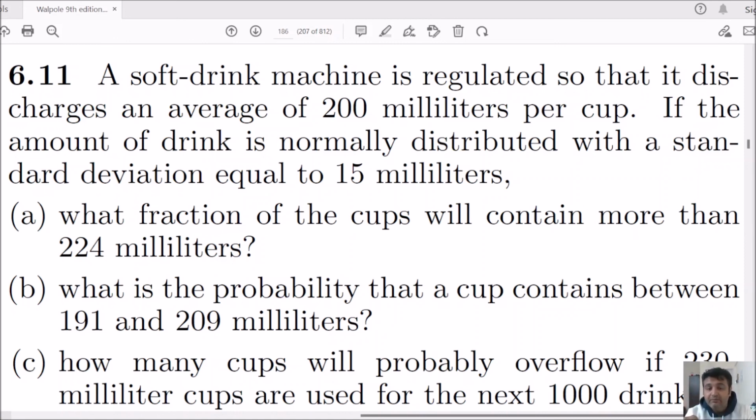What is the probability that a cup contains between 191 and 209 milliliters? So for this x1 and x2, you find the corresponding z1 and z2. So z1 corresponding to 191 will be 191 minus 200 upon 15. You get minus something. And z2 will be 209 minus 200 upon 15. So now again I think you can use the table and you can get the answer. How many cups will probably overflow if 230 milliliter cups are used for the next 1000 drinks? Again, for this 230, you find the z score and use the table to get the answer.